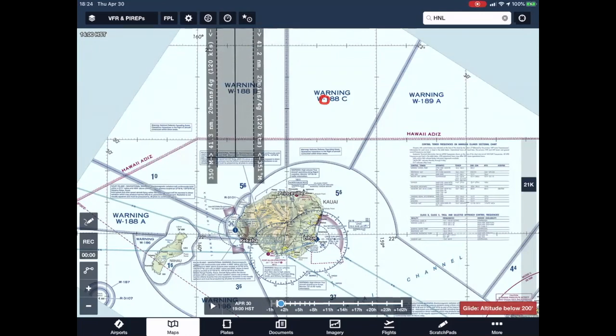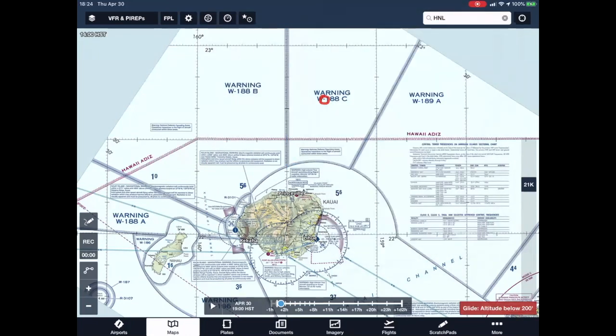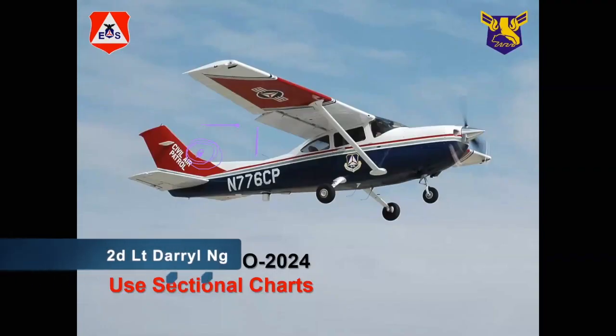So if I put that vertical line there, you see where it intersects the dash in Whiskey 188 Bravo. And we already had earlier a horizontal line. I can't draw two lines at once, unfortunately. But that gives you the idea there. And we're going to switch to sectional charts now. So, using the sectional charts.